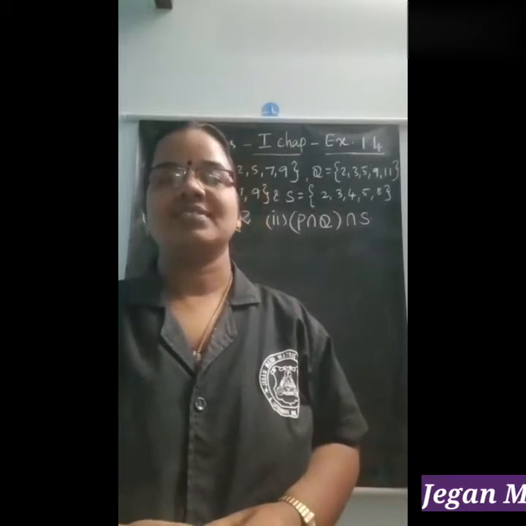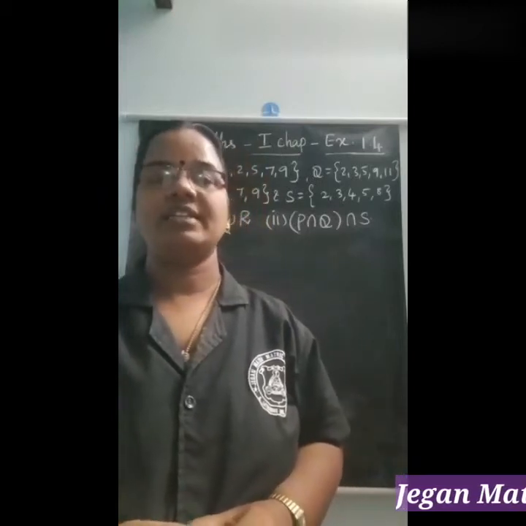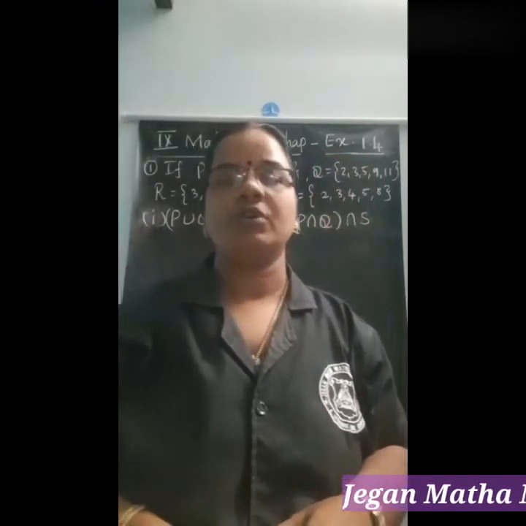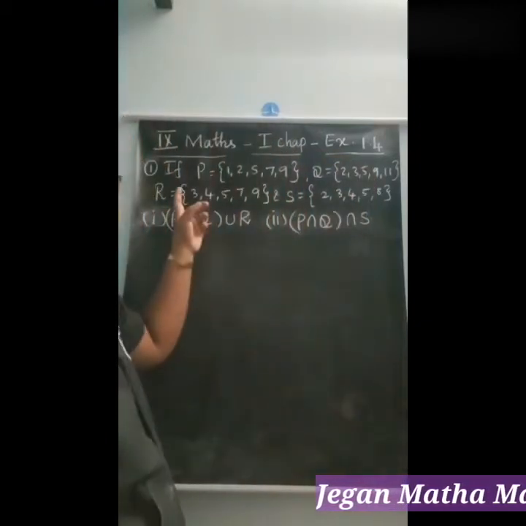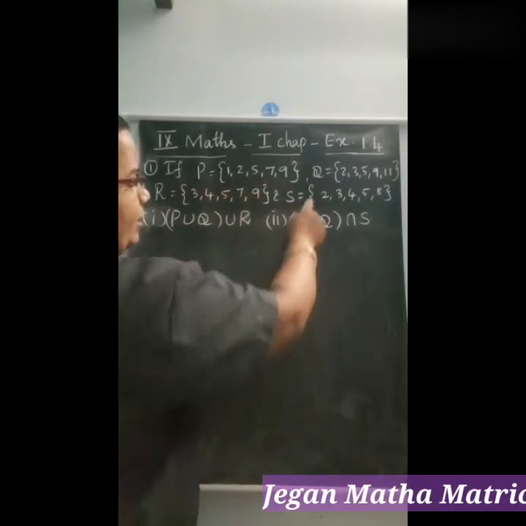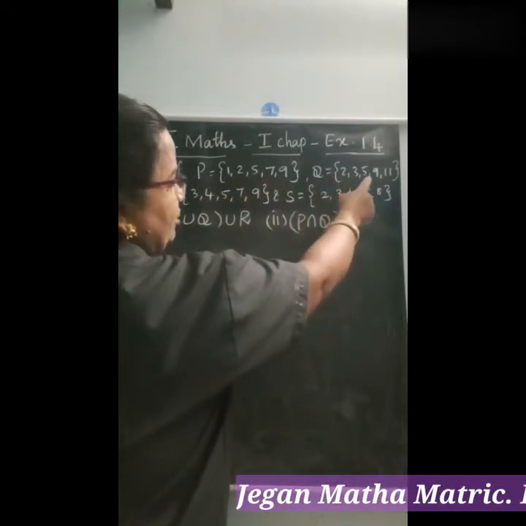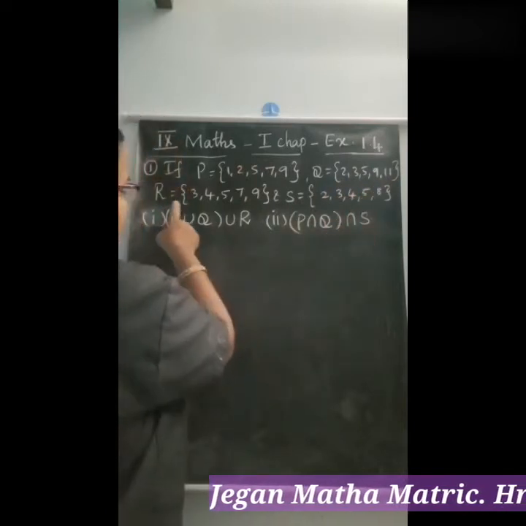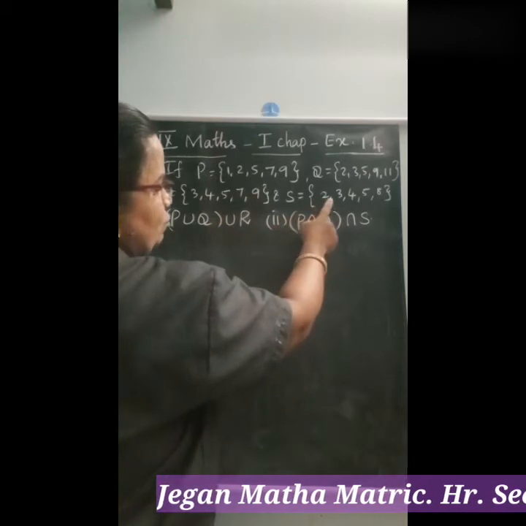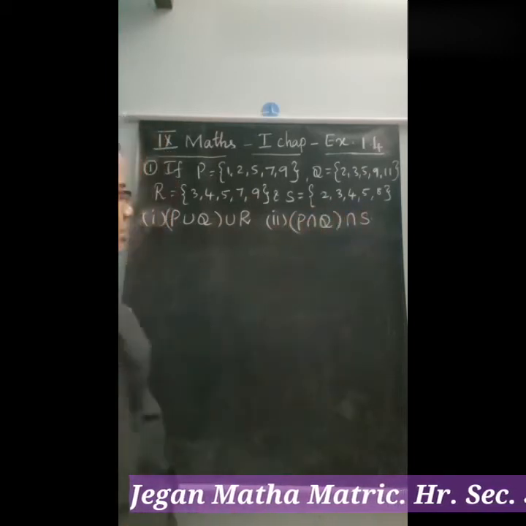Hello students, today we are going to see 9th standard maths first chapter exercise 1.4. Let us see the first sum. If P is equal to {1, 2, 5, 7, 9}, Q is equal to {2, 3, 5, 9, 11}, R is equal to {3, 4, 5, 7, 9} and S is equal to {2, 3, 4, 5, 8}.